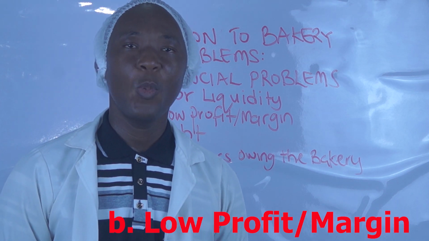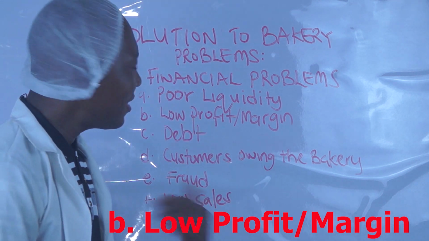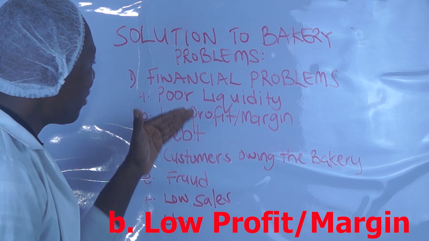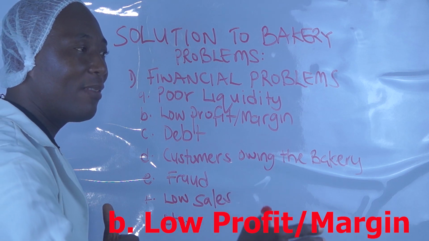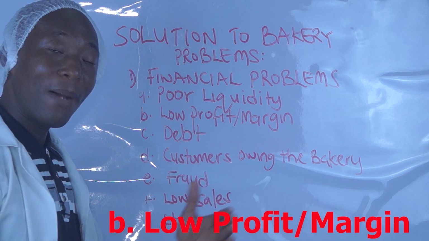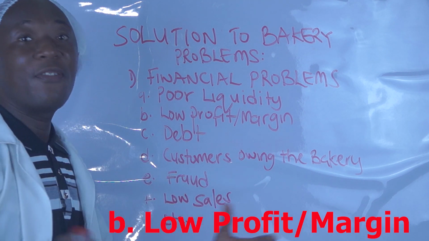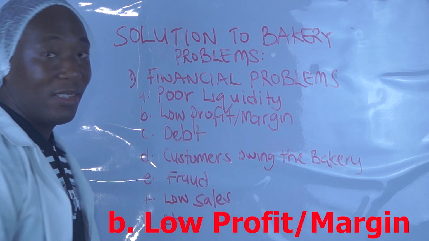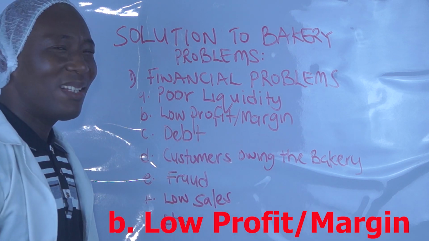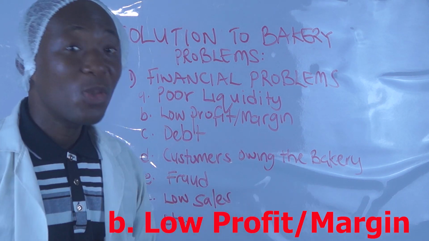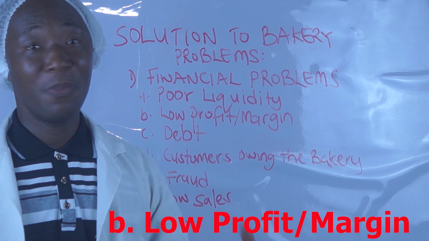Low profit margin is when your expected profitability is not the same as what the bakery is actually giving you. That means you're expecting the profitability to be at a particular level and it is not actually giving you that particular profit or margin, based on so many factors that have affected your profit or your margin. And for us to be able to determine profitability, it depends on so many factors, on everything that you do in your bakery.